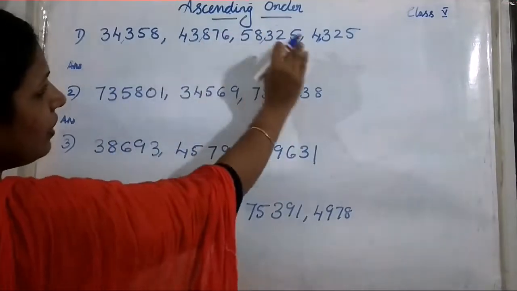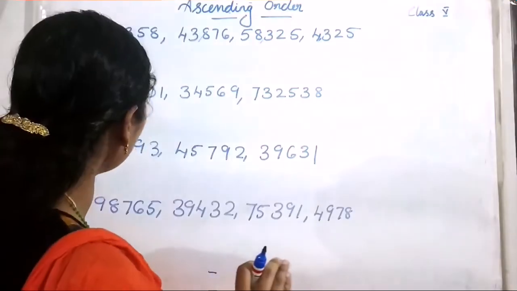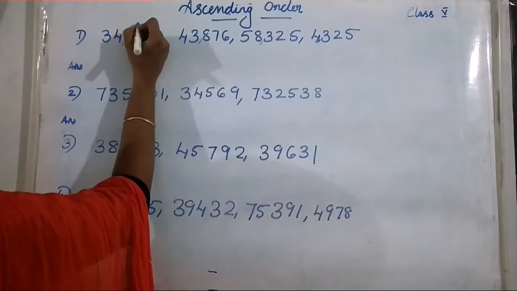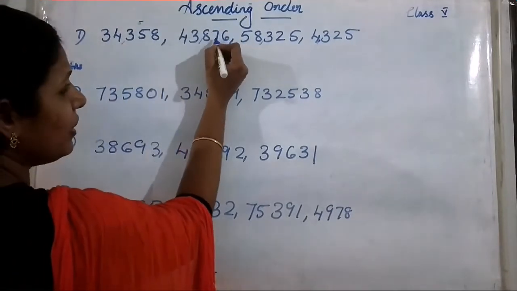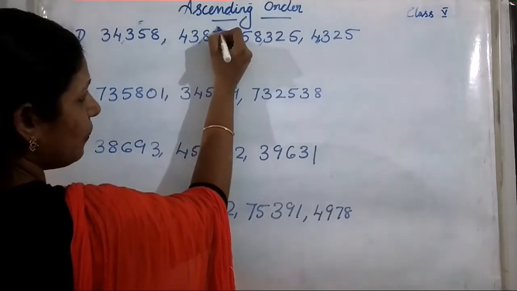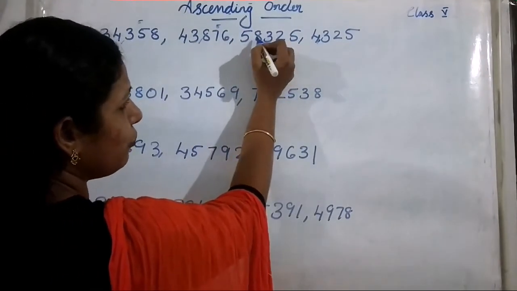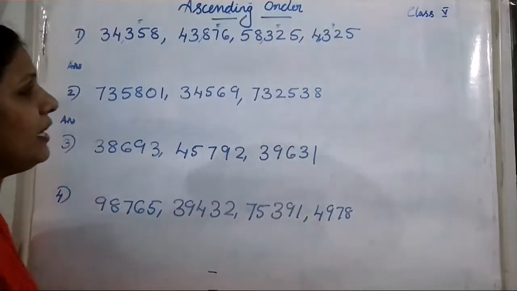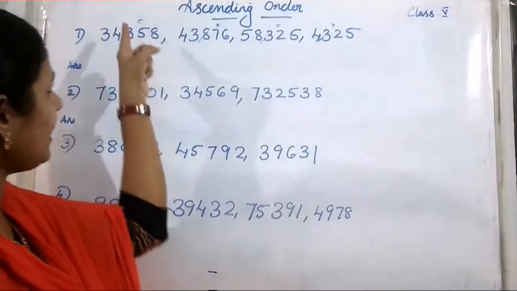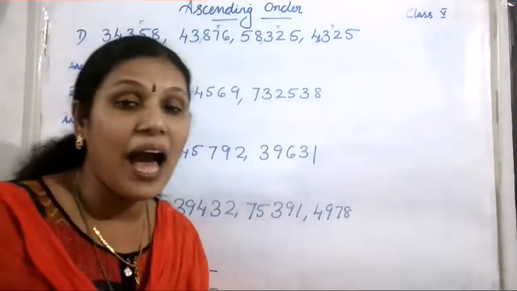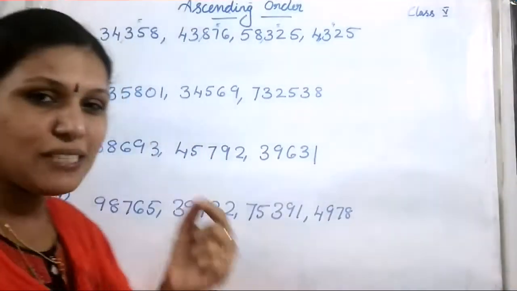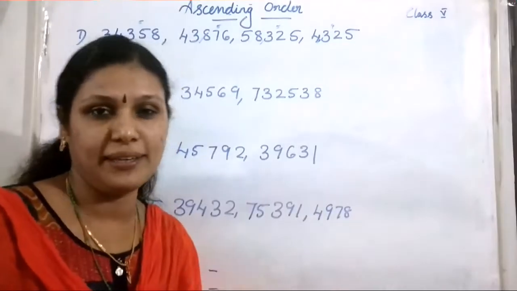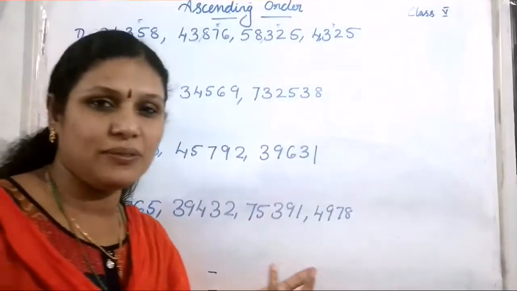Here, first we count the number of digits. Here 1, 2, 3, 4, 5: 5 digits. Here 1, 2, 3, 4, 5: also 5 digits. 1, 2, 3, 4, 5: 5 digits. Here 1, 2, 3, 4: only 4 digits. There is no need to write the number of digits at the top. If you have any confusion, then we write the number of digits at the top side just to understand. Otherwise, no need to write.